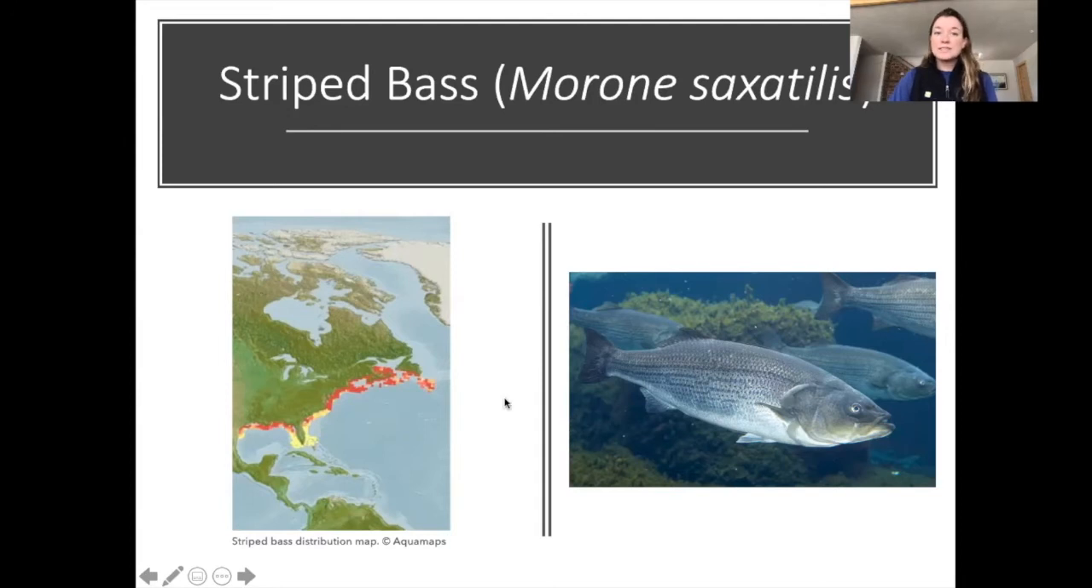So the striped bass is an anadromous species. Do you remember what anadromy is when it comes to fish migration? This means the striped bass spawns in freshwater, lives its life out at sea in a marine environment, and then heads back to freshwater, so rivers and estuaries, fresh and brackish water, to then reproduce again.